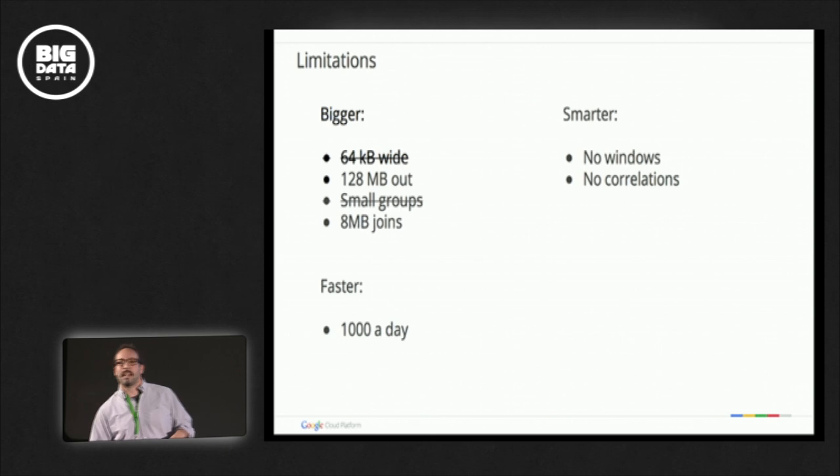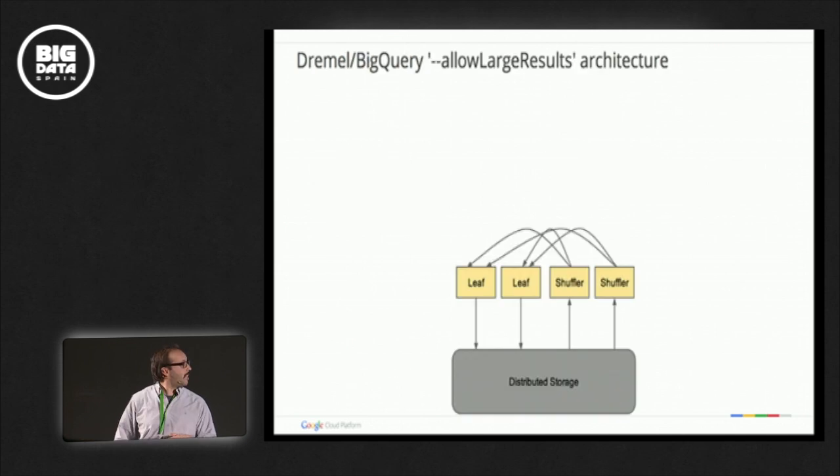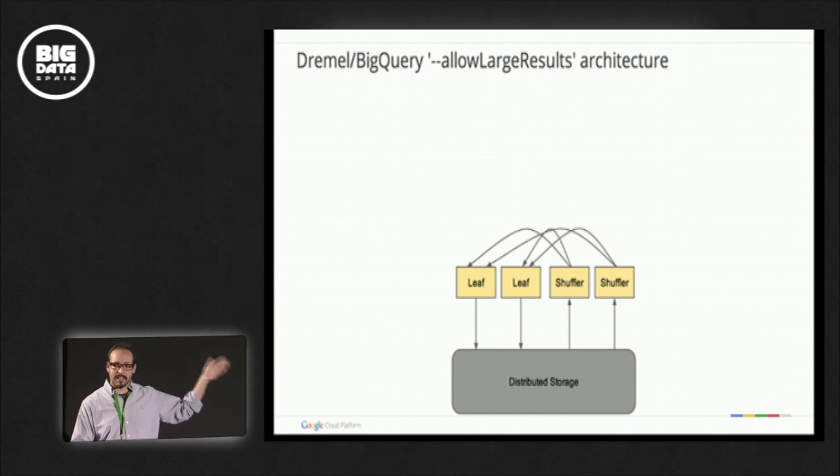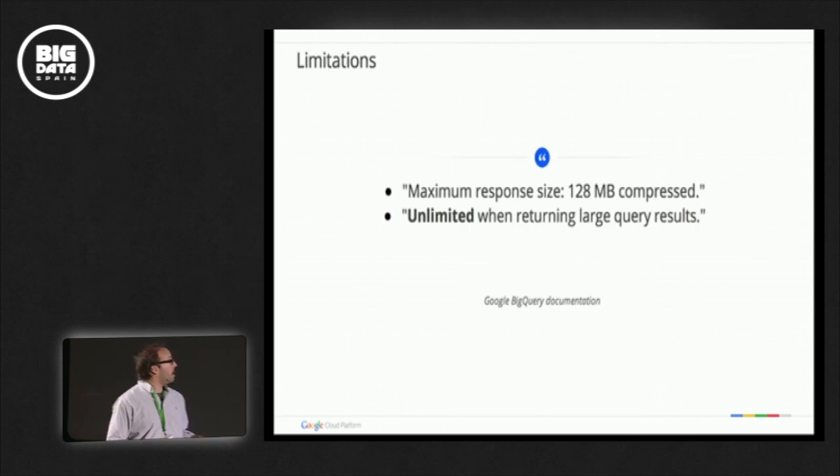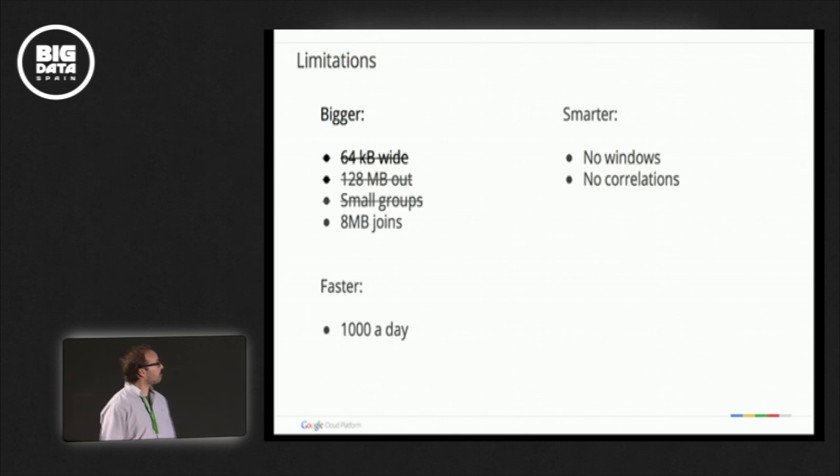So now we can do more than small groups, we can do any cardinality of groups thanks to this shuffling step. And thanks to this shuffling step, we can also fix the largest results problem, where we have the shufflers that can shuffle according to these groups, and then the leaves process information. It doesn't have to be mixed again. It goes back to distributed storage. Now you can do unlimited outputs.